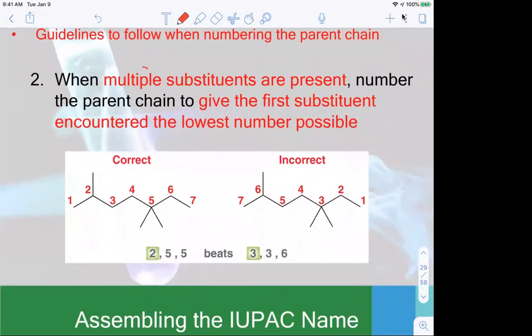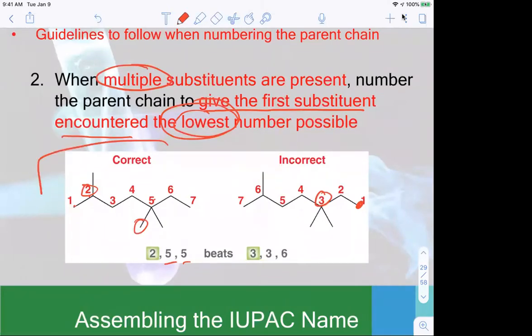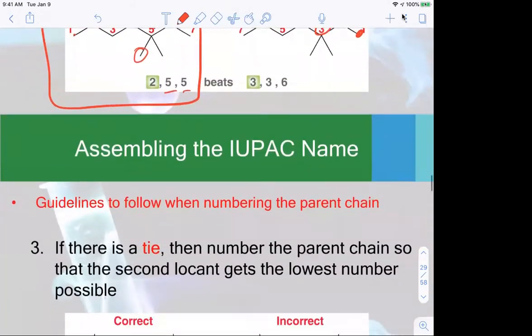When multiple substituents are present, I'm going to number in the direction that gives the first substituent encountered the lowest possible number. So here I go 1, 2. I encounter my first substituent as 2. Then my next substituent is on carbon 5. If I number from this direction, I don't encounter a substituent until carbon number 3. So this is the correct direction of numbering.